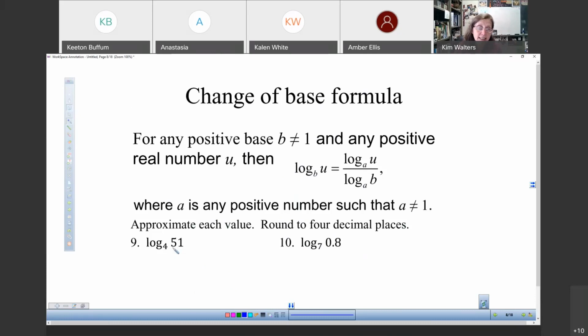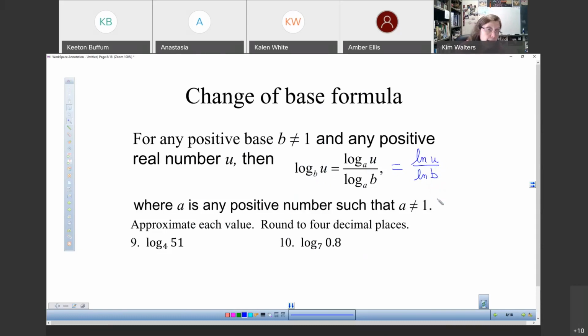I'm going to suggest that you use the natural log. The actual change of base formula says log base a, but I'm going to change this just slightly and tell you always use the natural log. So it's going to be the natural log of u in this case, divided by the natural log of b, whatever the base is. This is a formula. You have to remember this formula. This is the way you're going to be able to do these in your calculator.